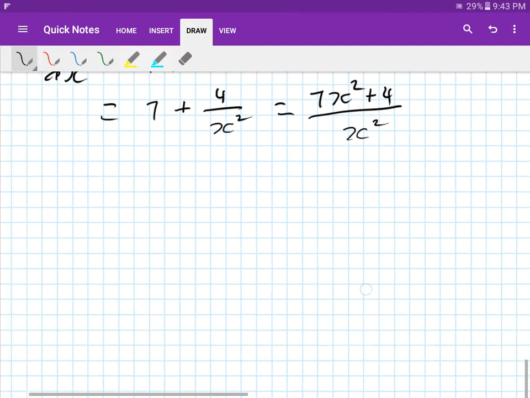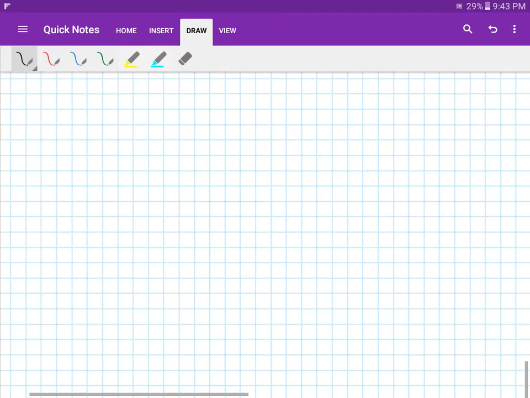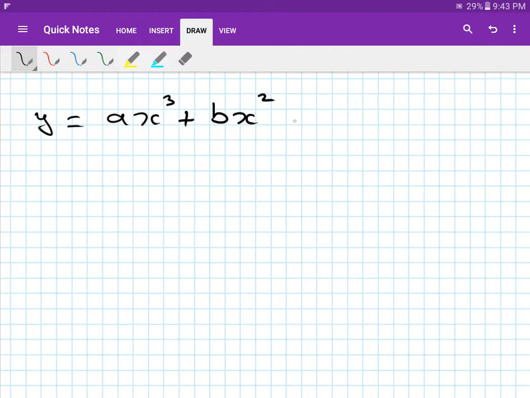Next one. Let's say y is equal to ax to the power 3 plus bx to the power 2 minus, let's say, 4 for instance. So remember, a and b are just constants, so it doesn't matter. So just do what you normally do.